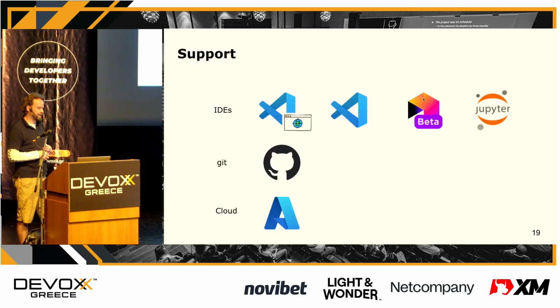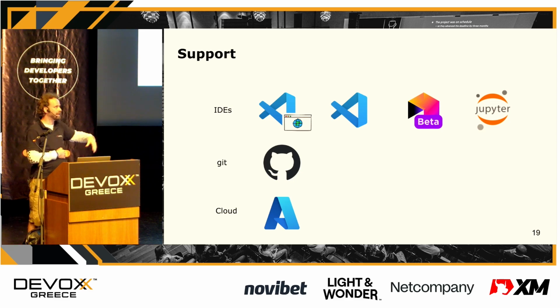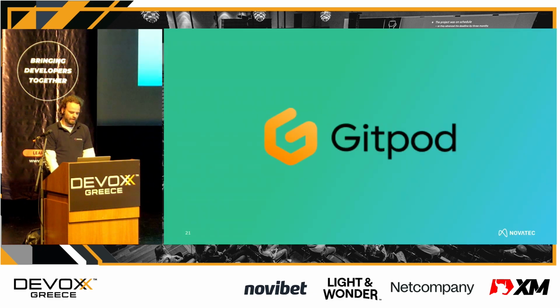So from a support perspective, with Codespaces, you can say these are the various IDEs that you can use, and at least this JetBrains client, of course, doesn't only support IntelliJ IDEs, but all the other JetBrains products. From a Git perspective, you can, of course, only use GitHub, as it is a GitHub project, and the underlying cloud, in this case, is most likely Azure.